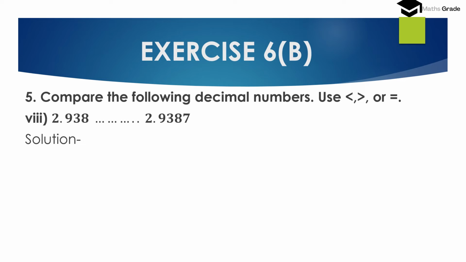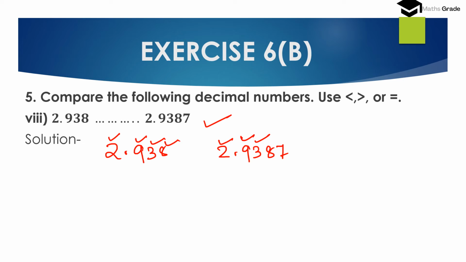Now 8th bit, 2.938 and 2.9387. Here in the whole part, the whole number is 2, both have equal whole number 2. Then after the decimal point in the 10th place it is 9, here also 9, both are equal, and in the 100th place it is 3, here also 3, and in the 1000 place it is 8, in the 1000 place it is 8, both are equal.